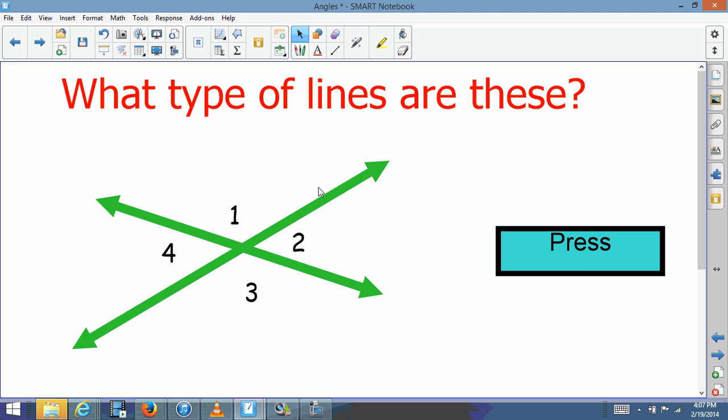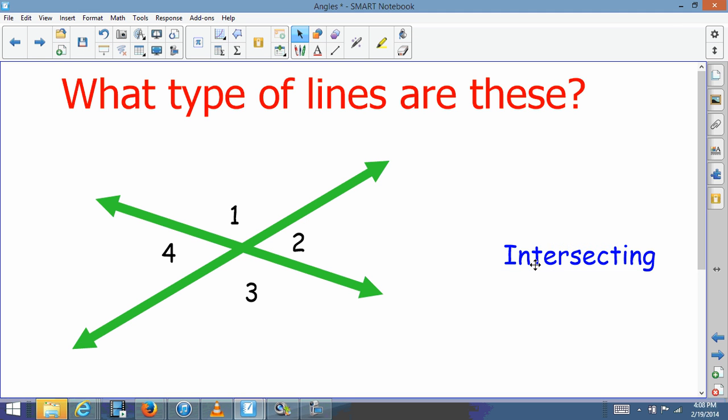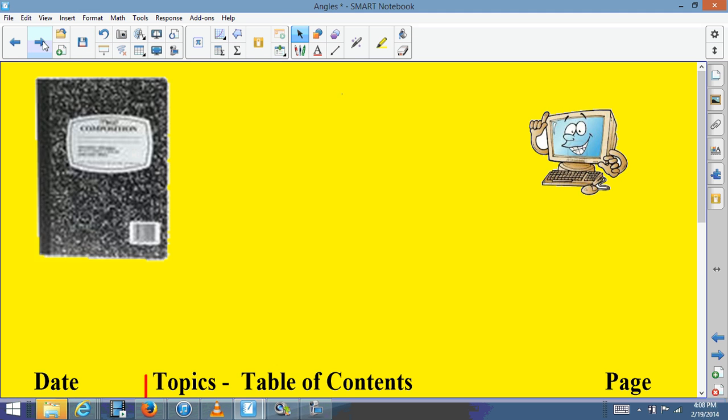We're going to continue our study with these lines I see. What type of lines are these? Well, they form four angles, and I notice there's a point of intersection right here in the middle. So, looks like a letter X. Intersecting lines. All right.